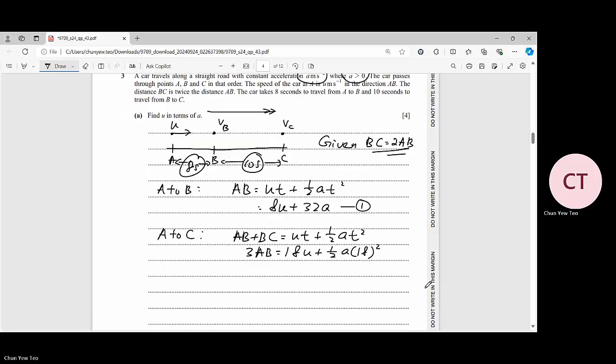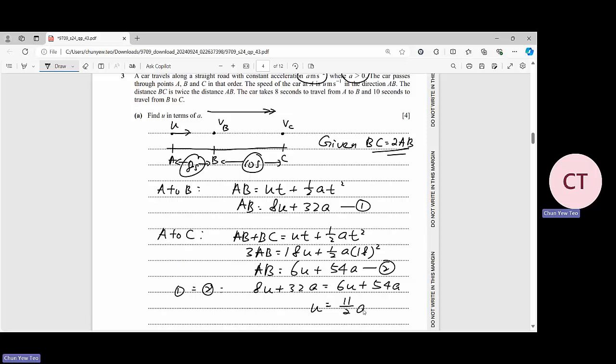Okay. So over here, we are having AB is equal to 6u plus 54a. That will be your second equation. So we let our first equation equal to the second equation. We have 8u plus 32a is equal to 6u plus 54a. Therefore, you have u is equal to 11 over 2a.